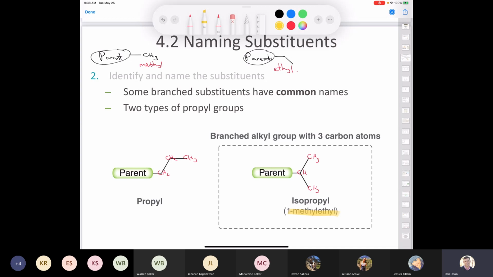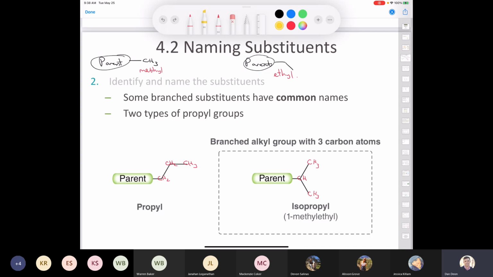I don't think I will ever use that with you in class. So you need to know the difference between propyl and an isopropyl group. I repeat, you need to know the difference between a propyl and an isopropyl group.